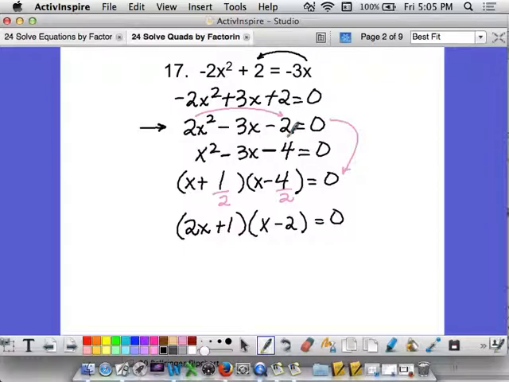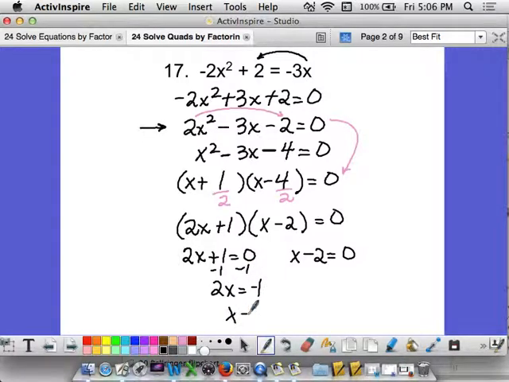Now you set each one of those equal to 0. 2x plus 1 is equal to 0. X minus 2 equals 0. Subtract 1. So I have 2x is equal to negative 1. Divide by 2. And x is equal to negative 1/2. Add 2. X is equal to 2. So when I write this final answer, I have negative 1/2.